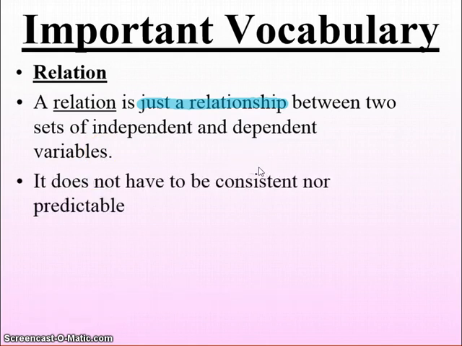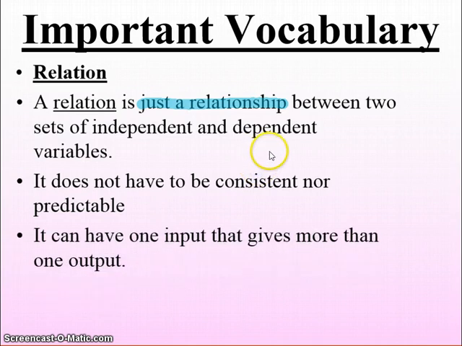Now, this relationship, to be a relation, does not have to have any stipulations. It does not have to be consistent. It does not have to be predictable. All it has to be is a relationship. There has to be some link between the two variables.